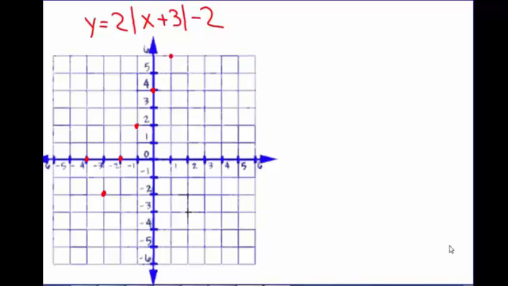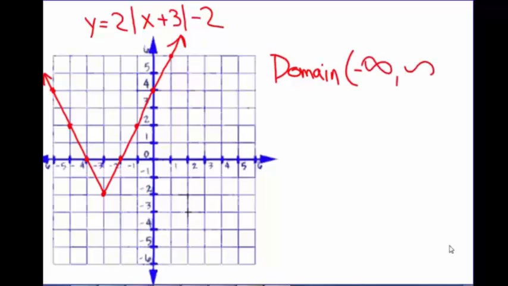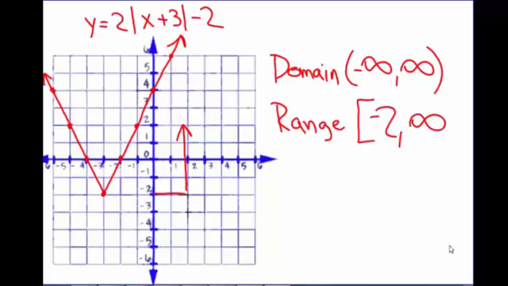And using the idea of symmetry, we can now flip all those points over our axis of symmetry. And now we connect our dots. So now we can talk about the domain and range of this absolute value function. The domain here goes from -infinity to +infinity, just like a quadratic. The range, we have a low point at -2, so we include -2, and it goes up forever. So our domain is -infinity to +infinity, and our range is from -2 to infinity.